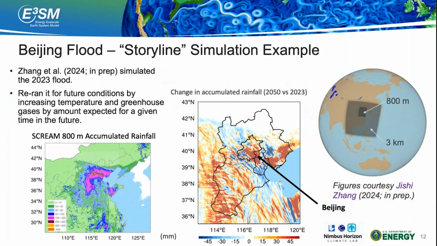Next slide, please. Another application of RRM is the ability to more efficiently perform so-called storyline simulations. This is where an extreme event is first simulated for the observed conditions and then evaluated to verify that the model has satisfactory representation. Then you rerun it for future conditions by increasing the temperature and greenhouse gases by the amount expected for a given time.